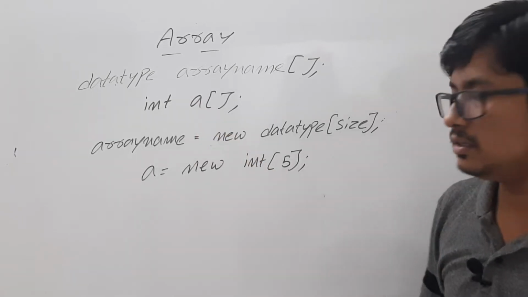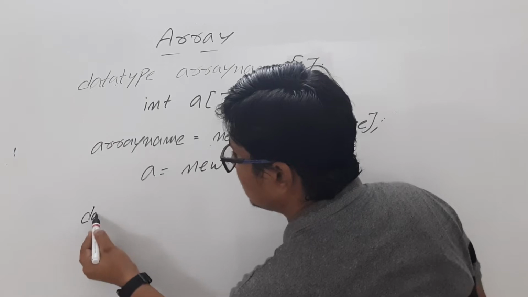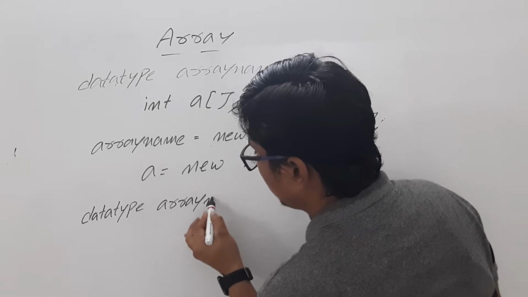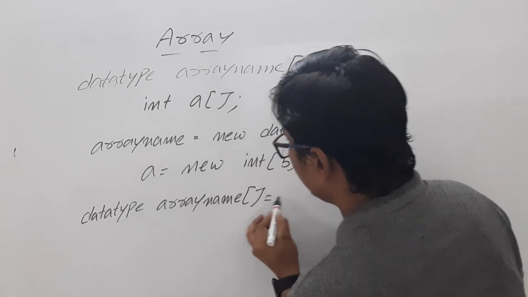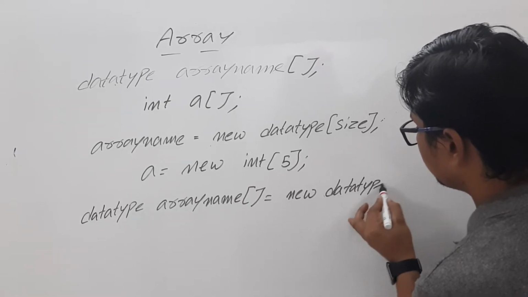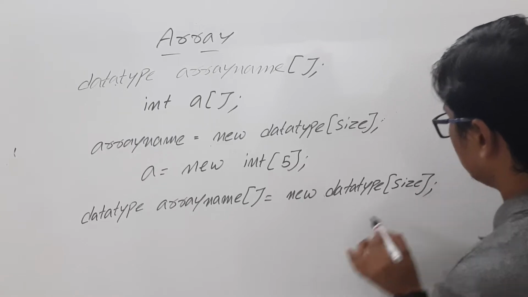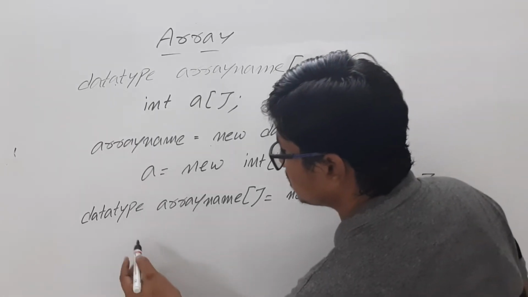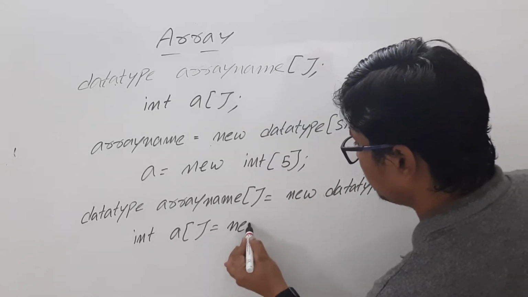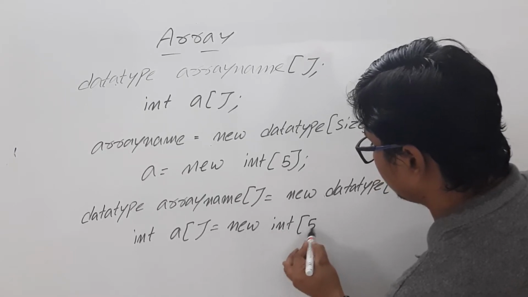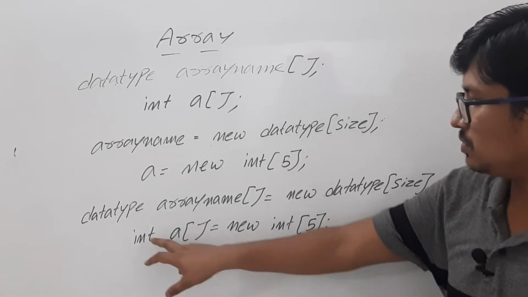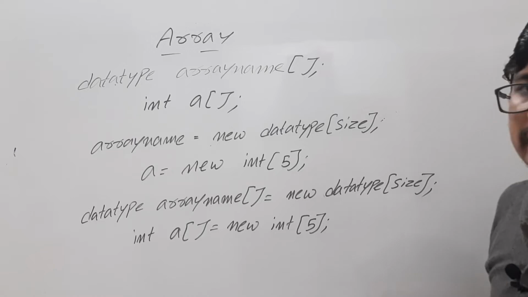So you can write like this, or you can write it in a single line as data type, array name. Then you can write new data type of specified size. Okay, whatever the size you want to specify. So the example will be int a is equal to new int of 5. So I want to store a collection of 5 integer constants. So this is the way you can declare an integer array.